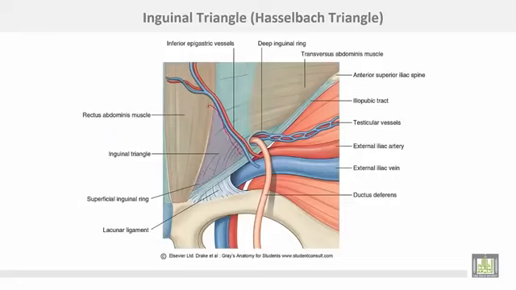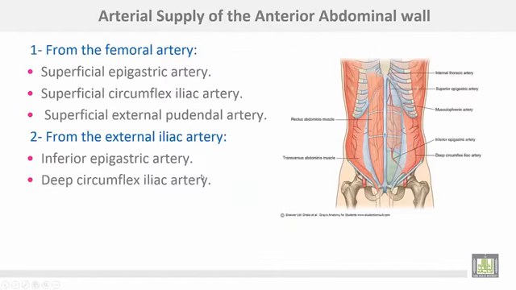This is Hesselbach triangle or inguinal triangle. The lateral boundary is the inferior epigastric vessels, the medial boundary is the lateral border of the rectus, and the base is formed by the medial part of the inguinal ligament.